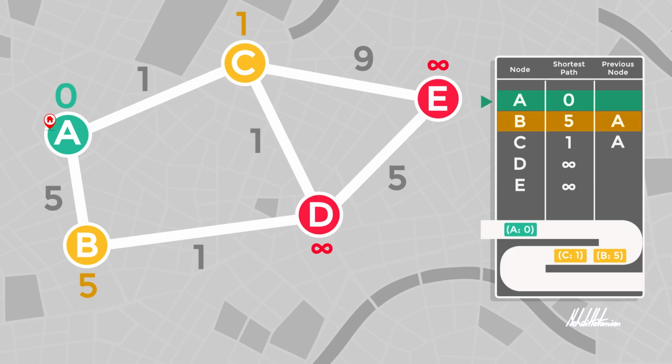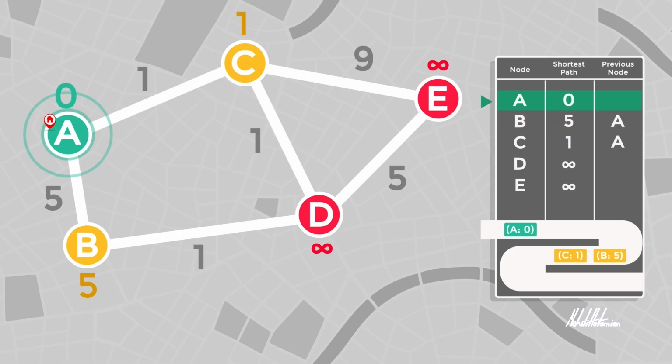The first column, namely node, tells us which node we are deciding to reach. This is like our destination. The middle column, namely shortest path, tells us how much it costs to reach that node from the source node. The third column, namely previous node, tells us where we come from to get that best cost, and you can think of this as our source node.